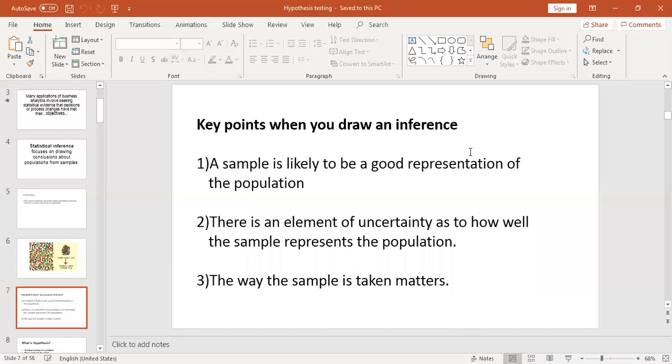The second point is that there is an element of uncertainty as to how well the sample represents the population. There is an element of uncertainty associated with the sample, because we know that when we look at the population and the sample, there is a difference. So there is an element of uncertainty involved in the conclusions that you draw based on the sample, but still we have to do it. And the way you have taken the sample matters, whether you have used the simple random sampling technique, or systematic or cluster sampling technique. That matters when you are drawing an inference.